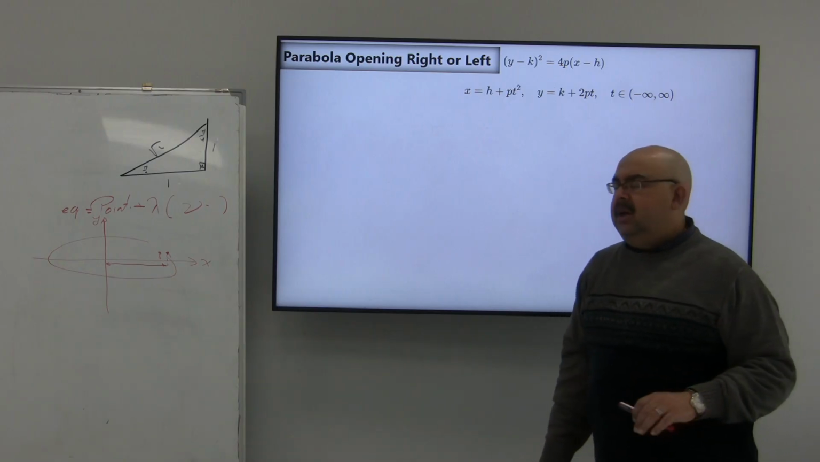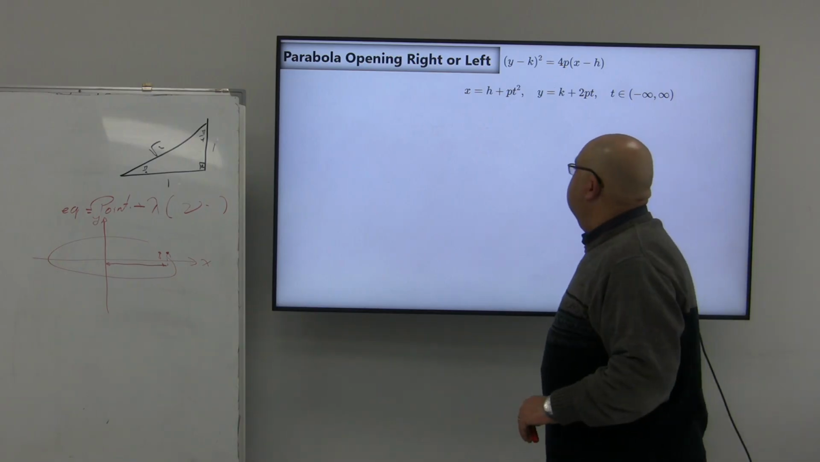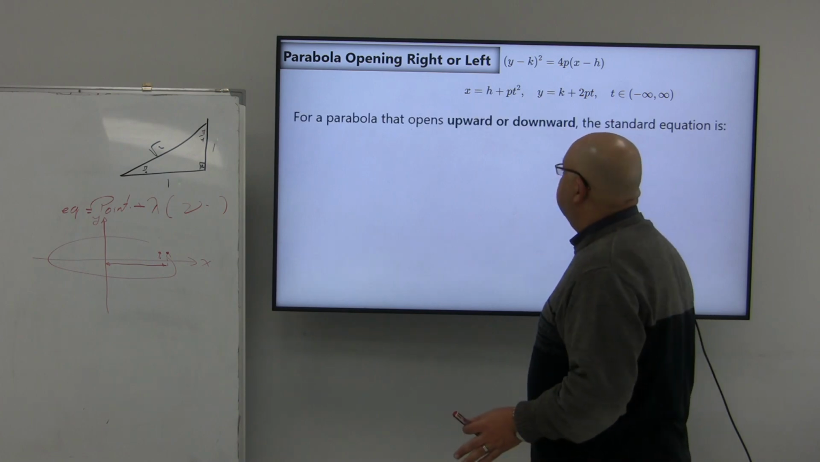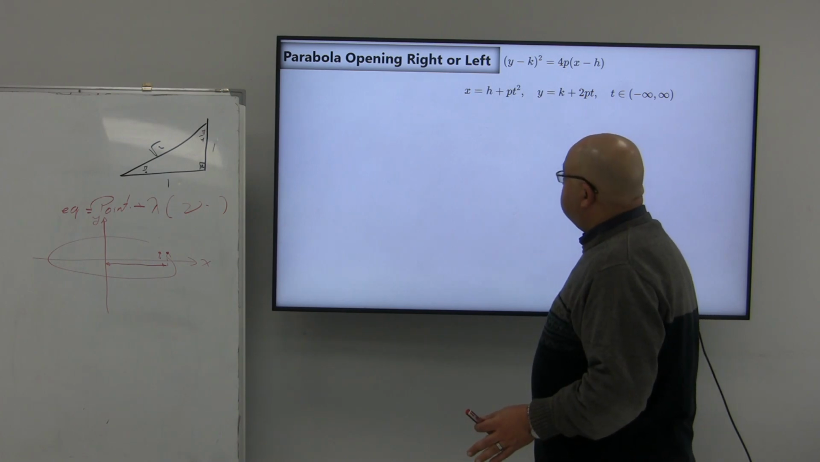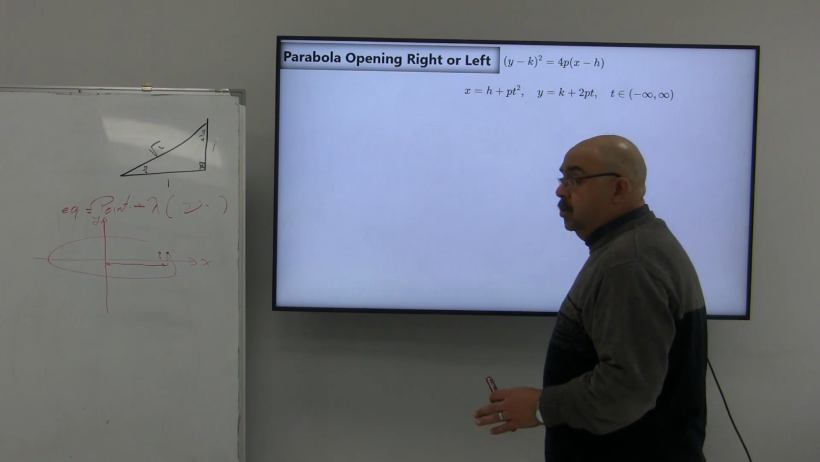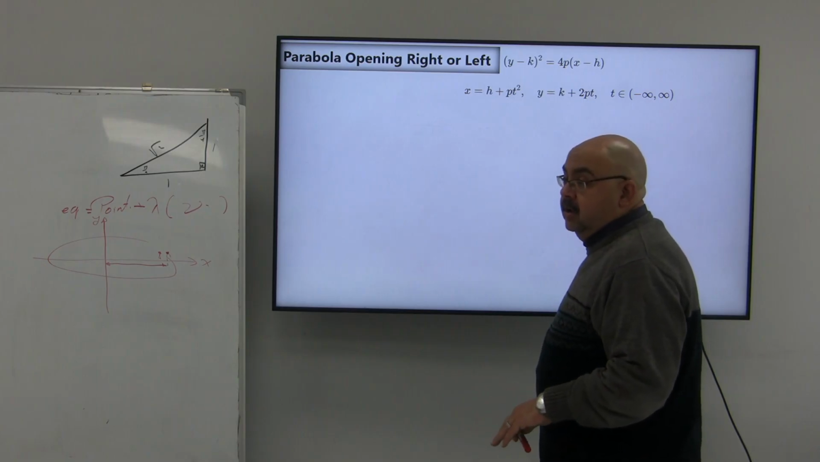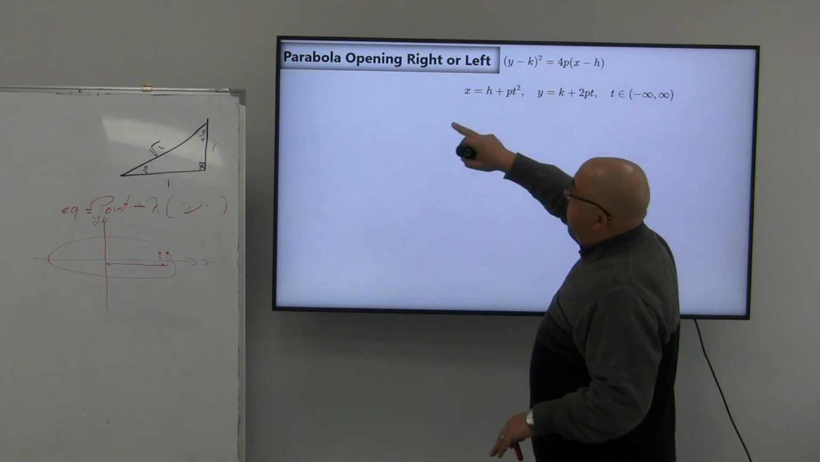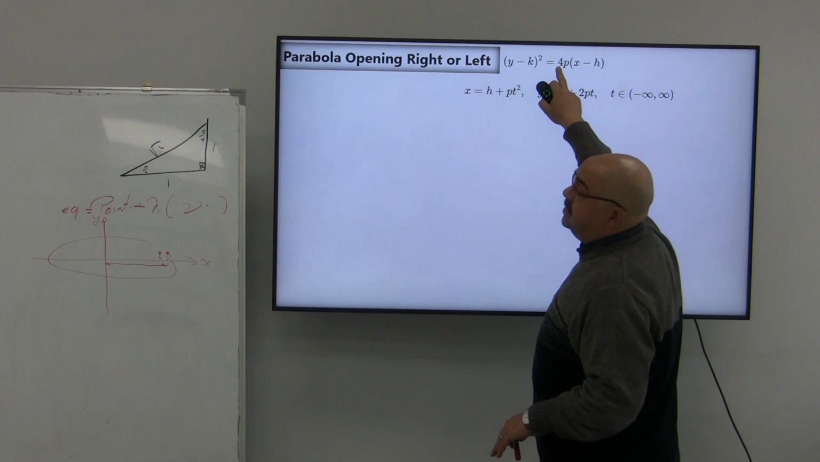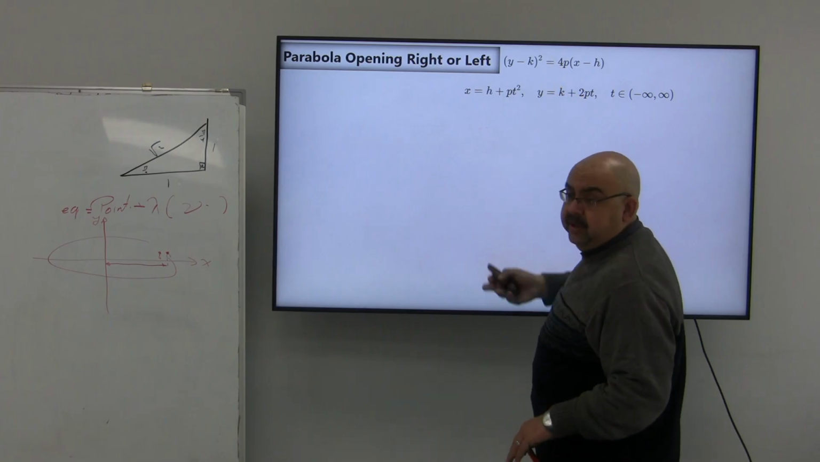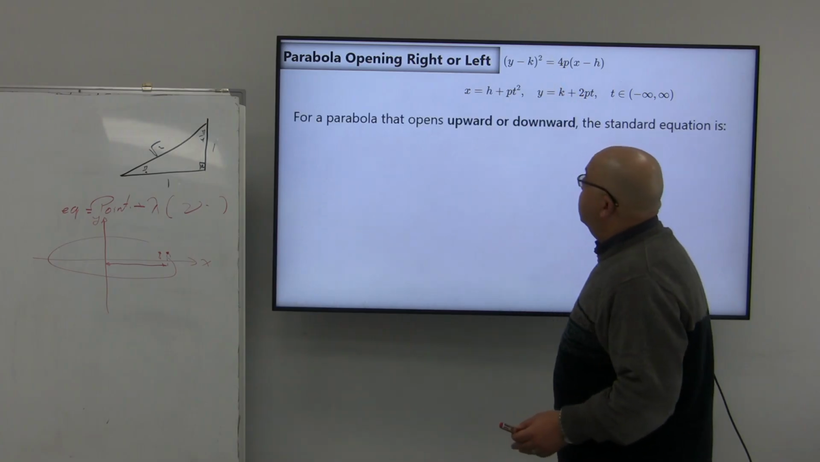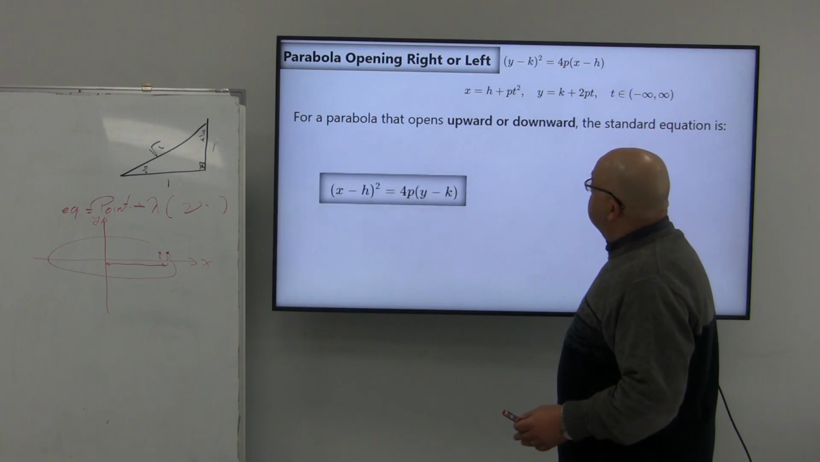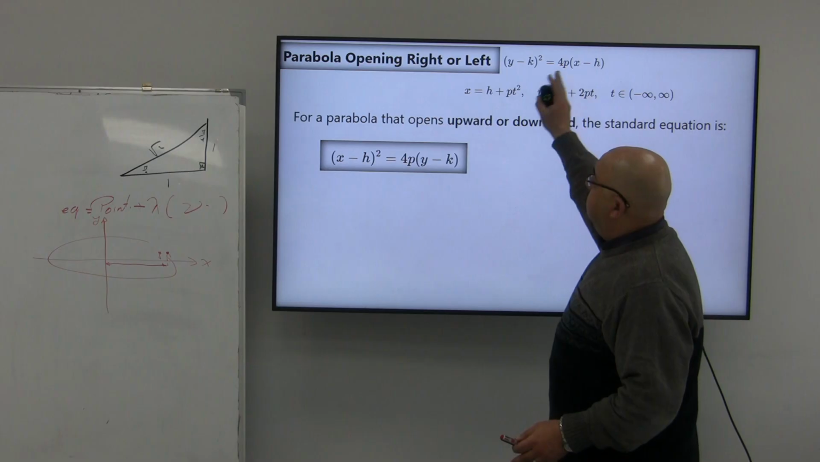This is actually a little bit complicated definition from my point of view. If it opens from the right or the left, or up or down, we will switch the x with the y. Exactly right, from right to left depends on the sign of 4b, positive or negative. For a parabola that opens upward or downward, the standard equation, exactly as you said, we will switch it.